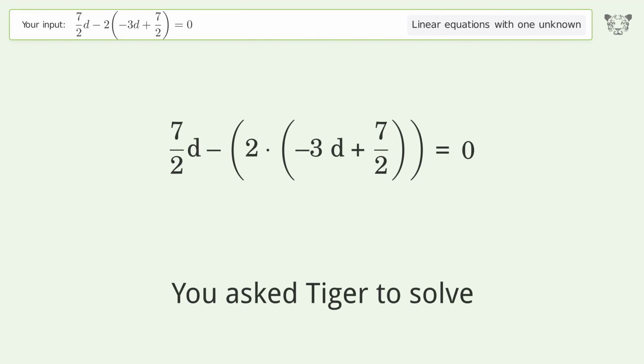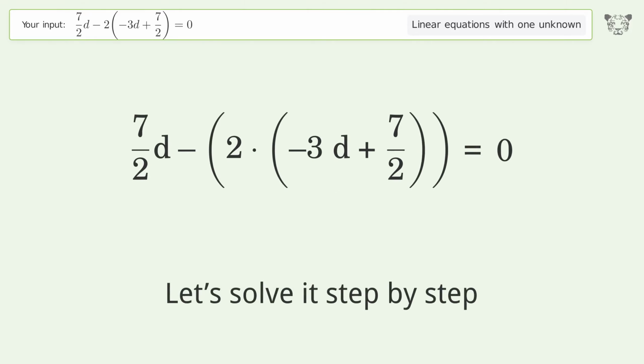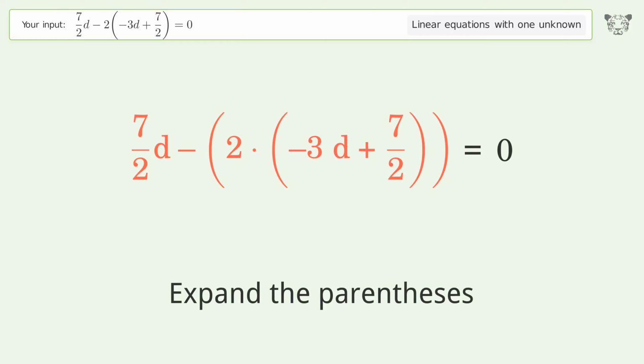You ask Tiger to solve. This deals with linear equations with one unknown. The final result is d equals 14/19. Let's solve it step by step. Simplify the expression. Expand the parentheses.